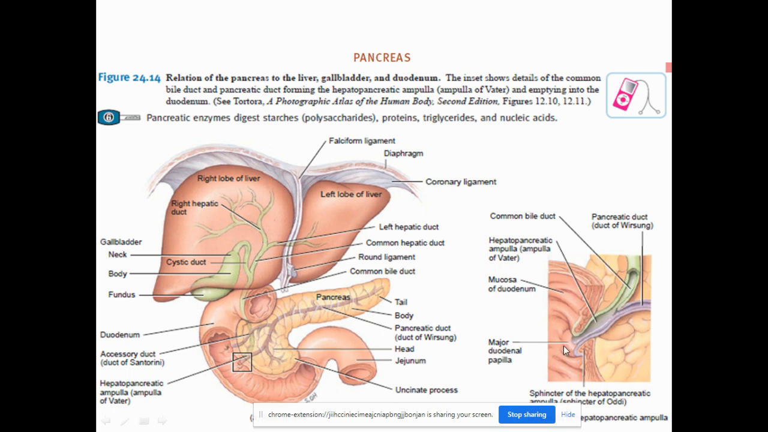Where they open, they are guarded by sphincter muscles. This sphincter is called the sphincter of the hepatopancreatic ampulla, or sphincter of Oddi. I'll just push this side so you can see clearly. This is the opening of the common bile duct, that is, the hepatopancreatic duct.